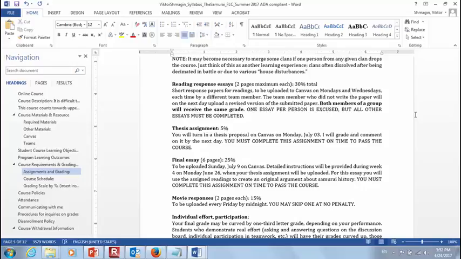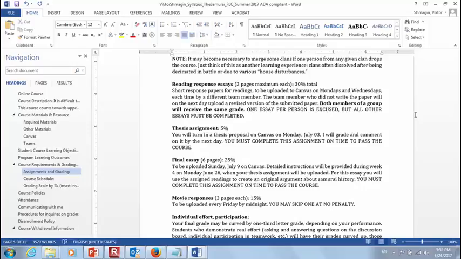And both members of a group will receive the same grade. So one essay per person is excused, but all other essays must be completed. That is, you can choose to not upload once on Monday or Wednesday, and then of course your teammate also gets the next day off, but you can only do this once. If you fail to turn in one of these, I'm afraid you can't pass the course anymore, because we don't have a lot of time and we need to make the most out of what we do have.